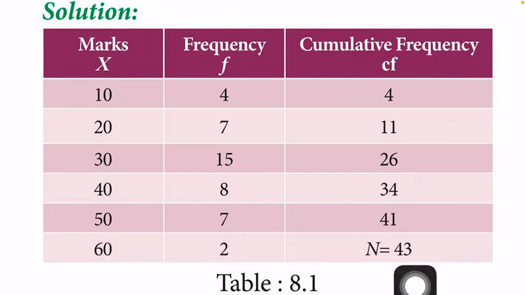How will you check whether you have found the correct cumulative frequencies? If you add all the frequencies, you should get this value. 4 plus 7, it is 11. 11 plus 15, it is 26. 26 plus 8, it is 34. 34 plus 7, 41. 41 plus 2, 43. So, while adding all the frequencies, you should get the same value. So, that is our capital N, total frequency.